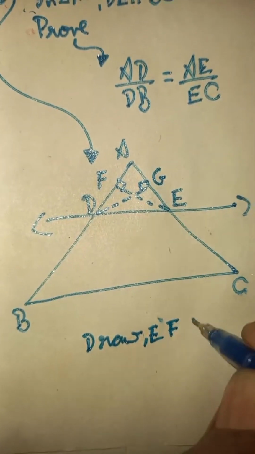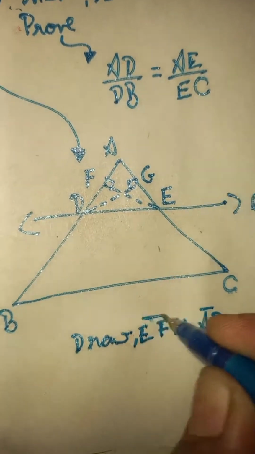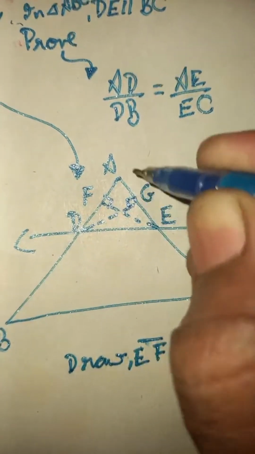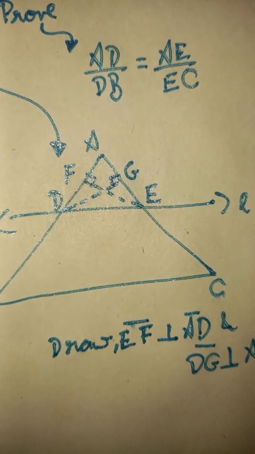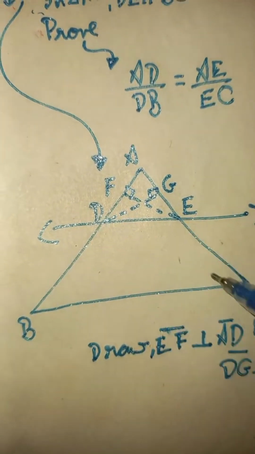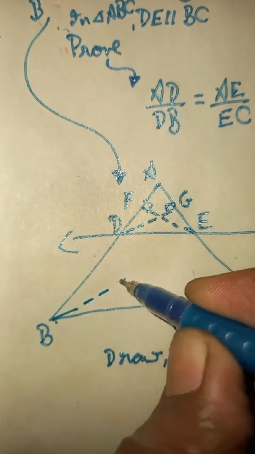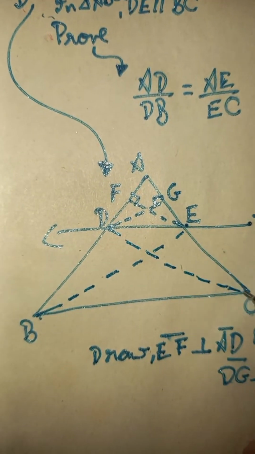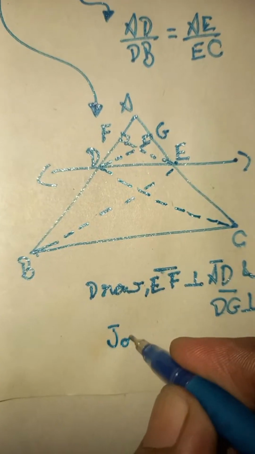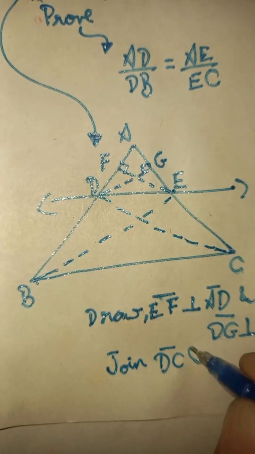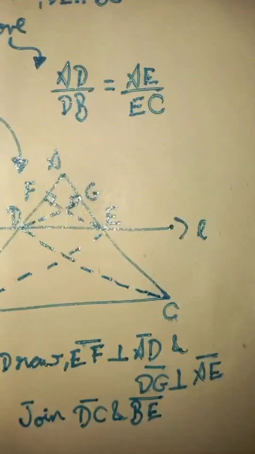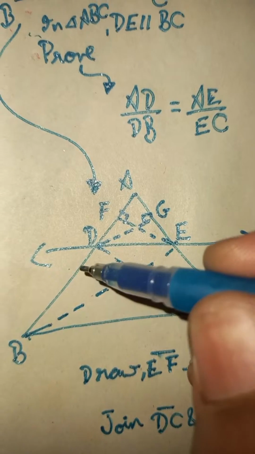Right here, draw EF perpendicular to AD and DG perpendicular to AE, and then join BE and DC. You need to join BE and DC here. Now let's start by writing here. Here you're going to get these two triangles.